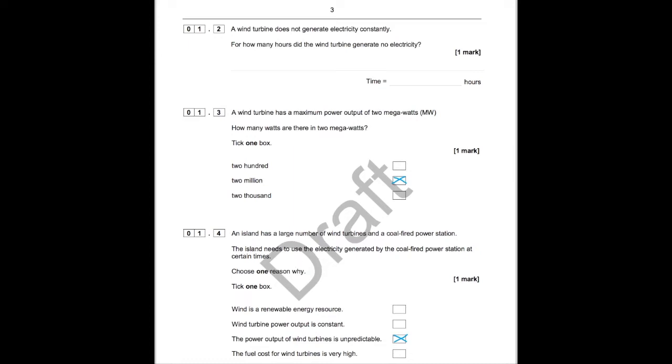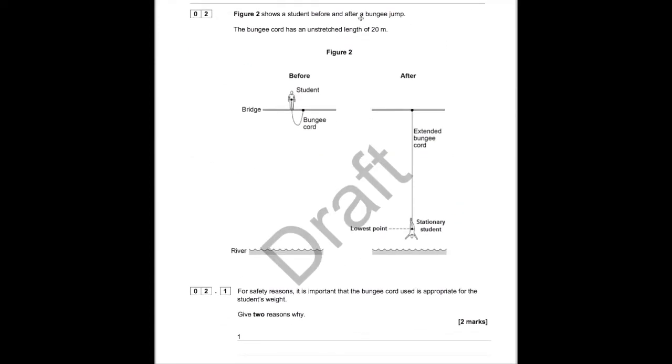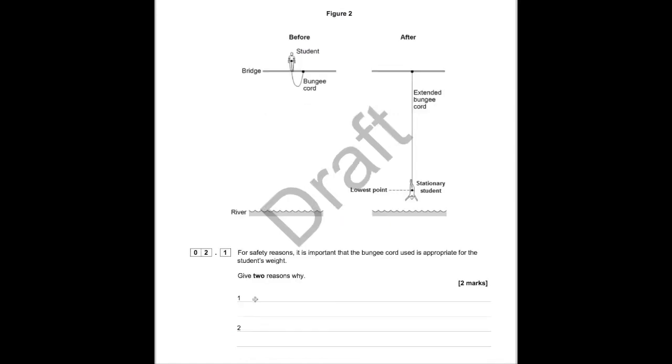That's not important. Figure 2 shows a student before and after a bungee jump. The bungee cord has an unstretched length of 20 meters. So this is before, on top of the bridge. This is after. For safety reasons, it is important that the bungee cord used is appropriate for the student's weight. Give 2 reasons why. The bungee rope might snap, and the person could injure themselves, or the person could dunk into the river.